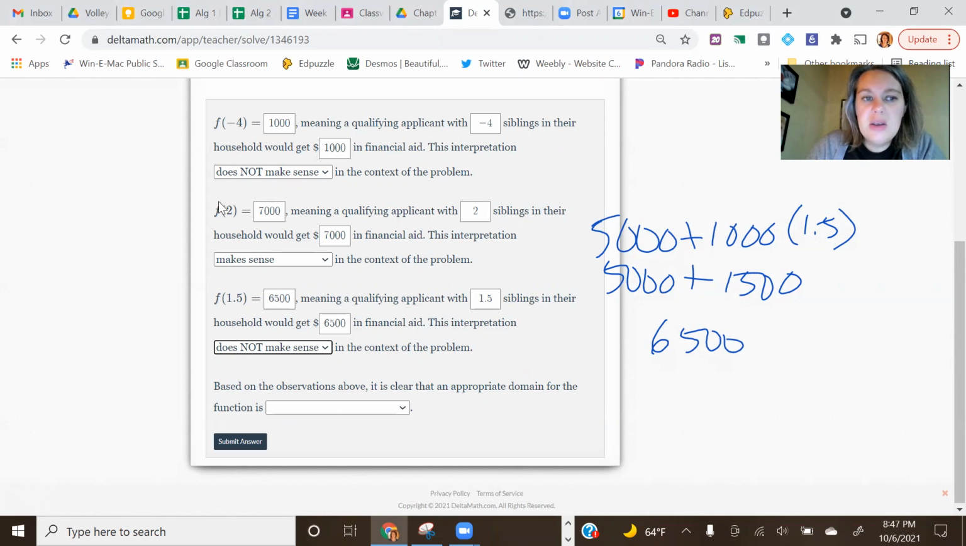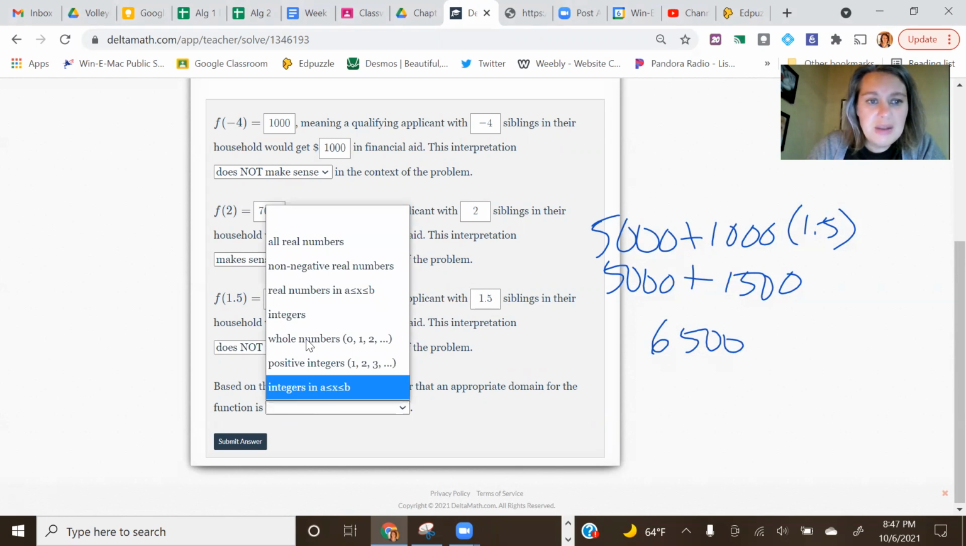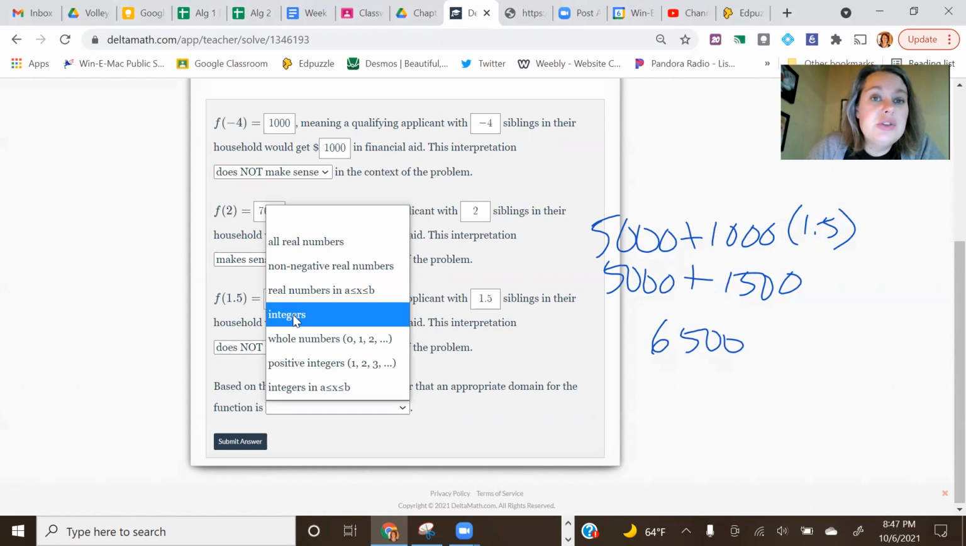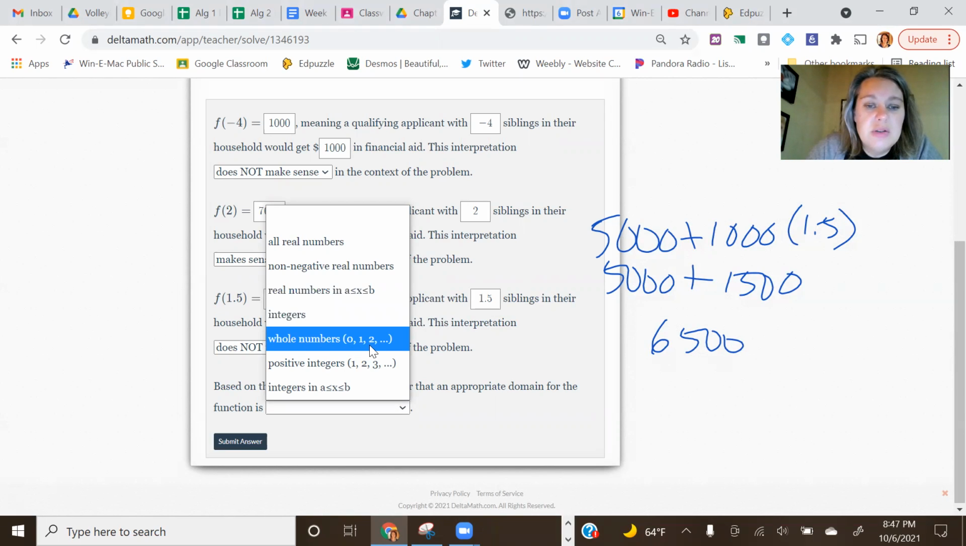So if I'm looking at what X values can I have, all real numbers means negatives and decimals. Non-negative real numbers, that means like positive numbers, but still decimals, and we can't have decimals. Okay, real numbers between certain things, again, that means you can have decimals. Real numbers means I can have decimals. Integers, so those are whole numbers, no decimals, but those include negatives. Whole numbers, 0, 1, 2. I kind of like that. Can you have 0 siblings? That's the question. Can you have 0 siblings? You can be an only child, right?